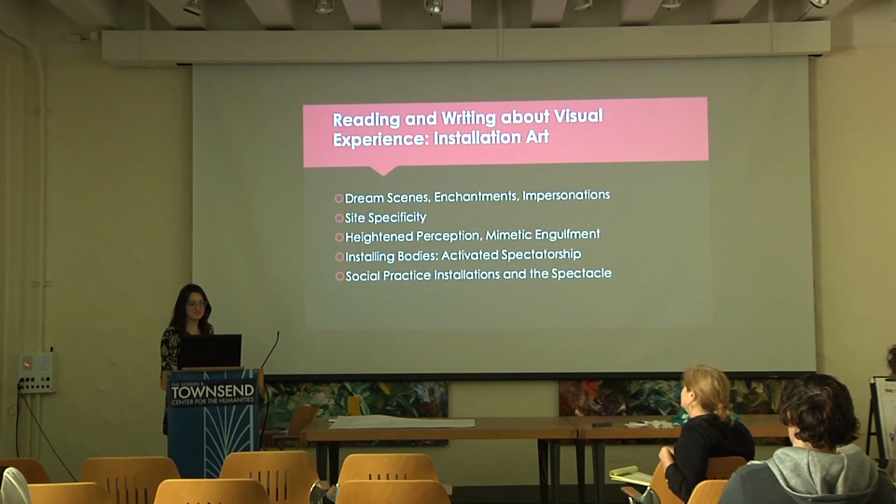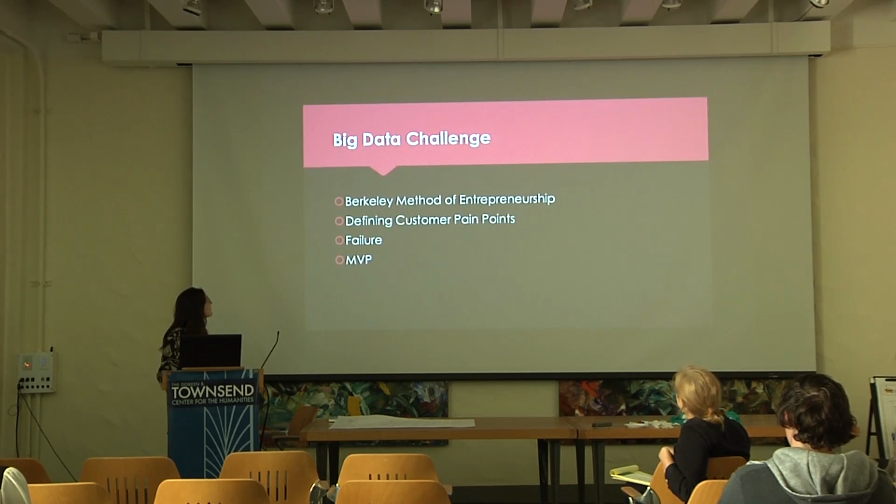A really cool lecture in that class was brain-machine interfaces, as well as human and machine and the implications between those two things. In my art history class, we talked about site specificity, heightened perception, activated spectatorship, and all of these things are really relating to human-centered design. As well as the IEOR class, we talked about obviously the Berkeley method of entrepreneurship, but also defining customer pain points, how to deal with failure, and your MVP, which is your minimum viable product.